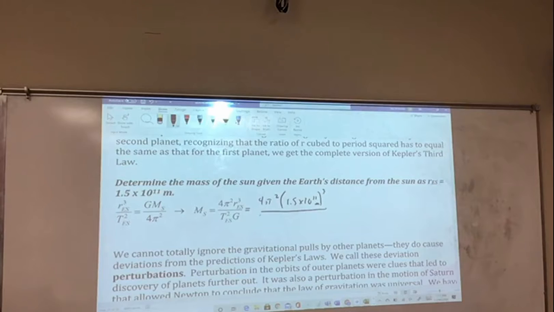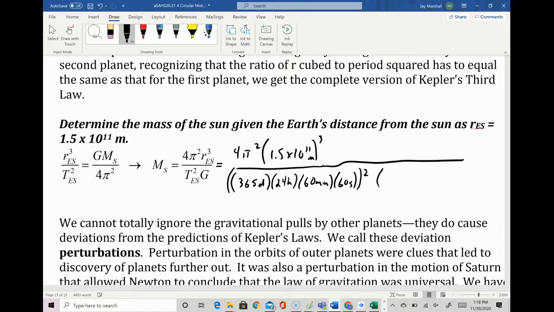So 365 days times 24 hours times 60 minutes times 60 seconds, and all of that has to be squared. And then that's got to be multiplied times 6.67 times 10 to the negative 11th, which is our gravitational constant.